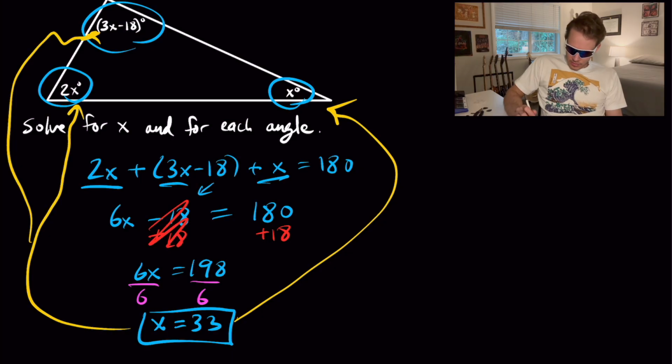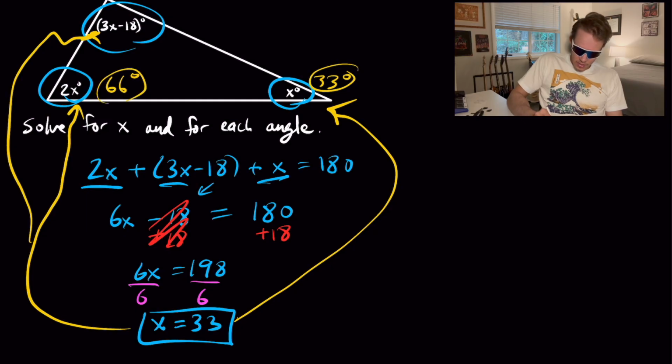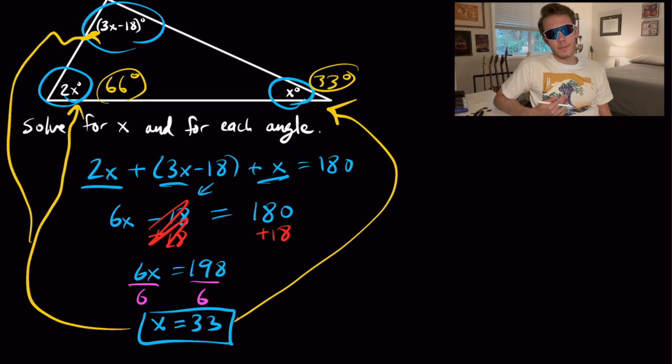So let's see. This one's going to be 33 degrees. This one here is going to be 33 times 2, so 66 degrees. And then over here, 3 times 33 is going to be 99, and then minus 18 is going to be, what is that, 81?